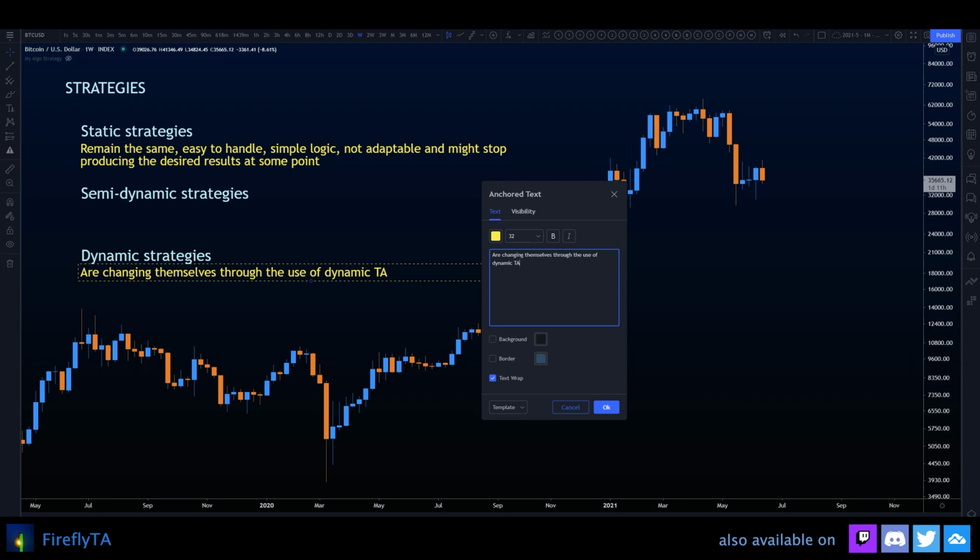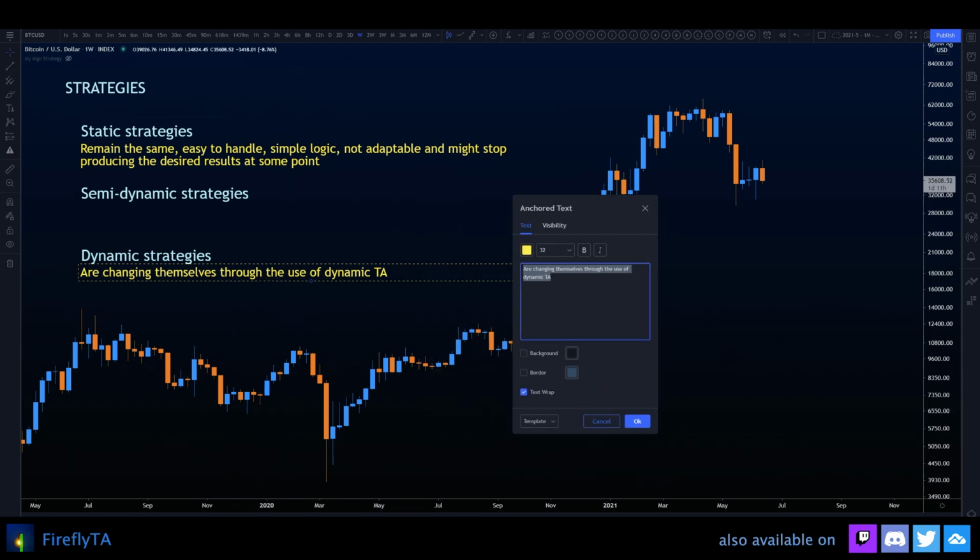Everything that is dynamic, a moving average, for example, is following price. It's representing an average, so it's always changing. A trend line is not changing. It's a simple projection based on past price action. So this is a very common example of the differences between static and dynamic TA. And by using dynamic TA to formulate strategies, you have created a dynamic strategy that is changing with the market.